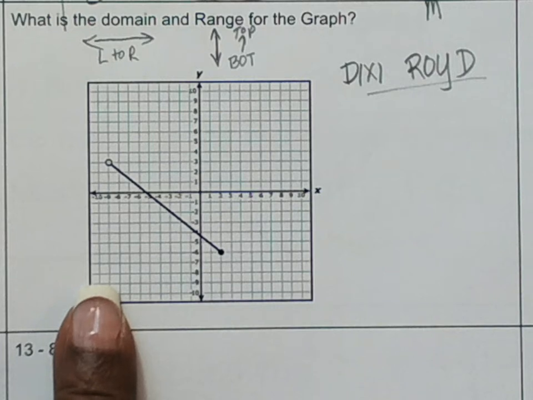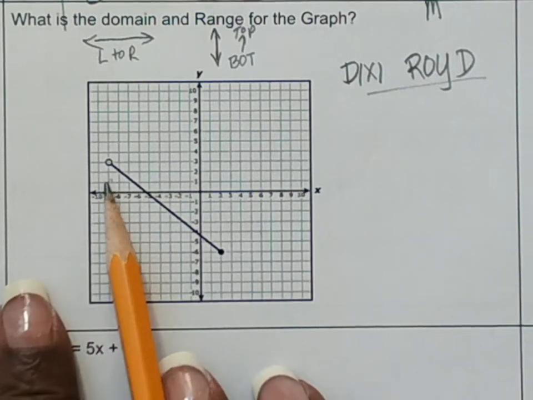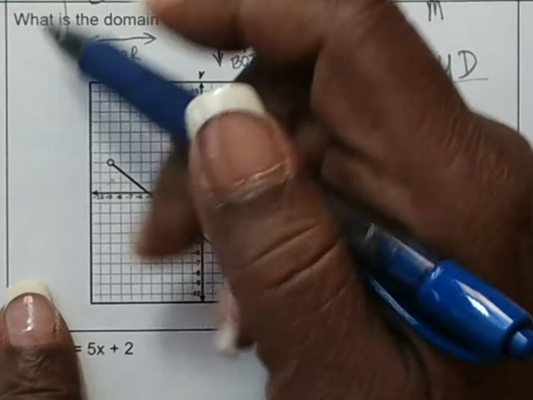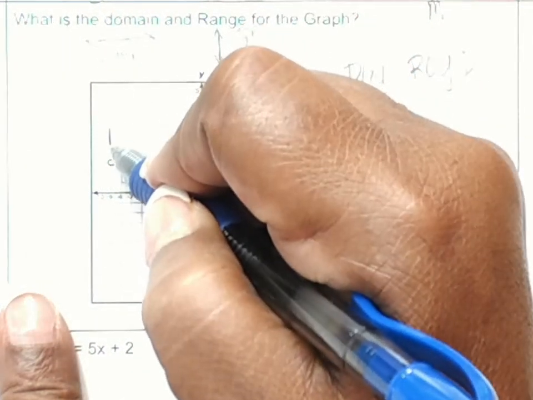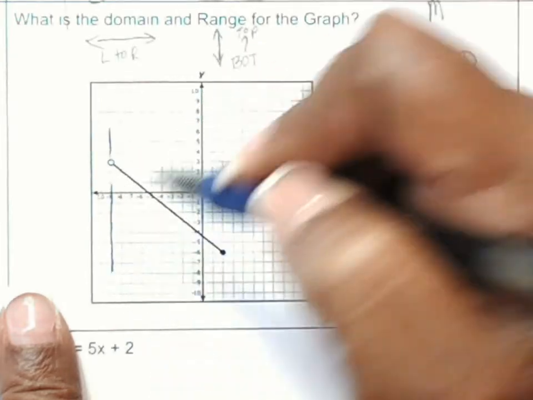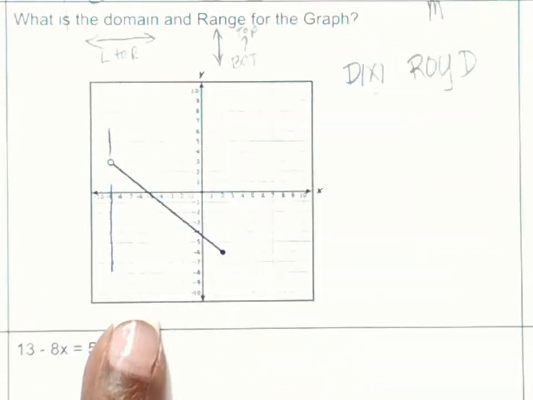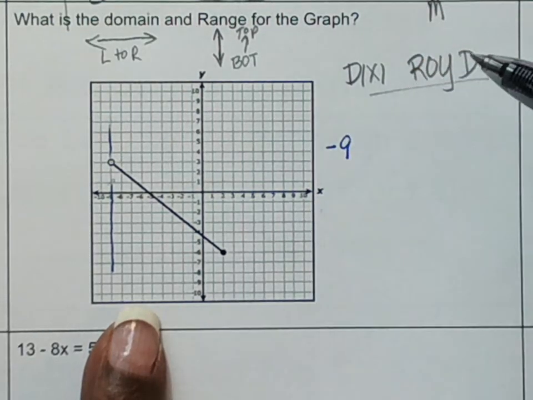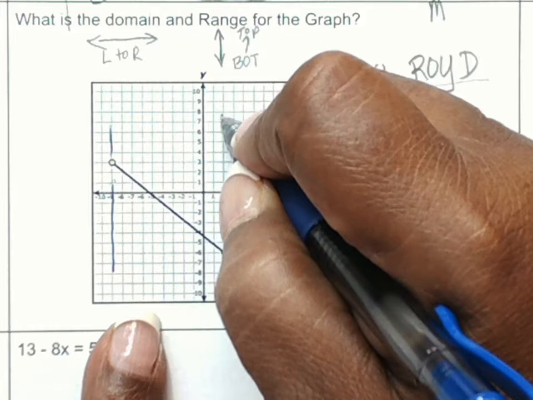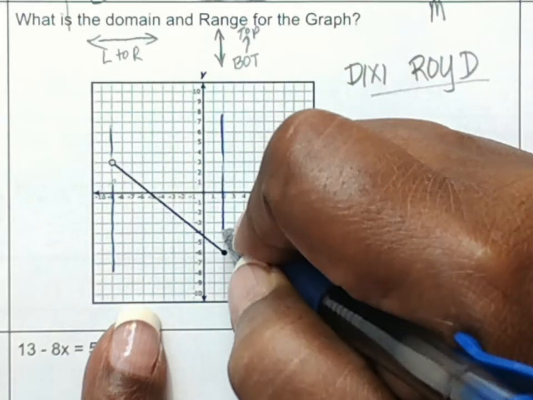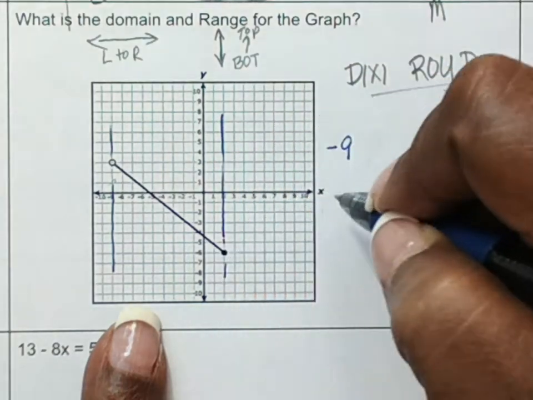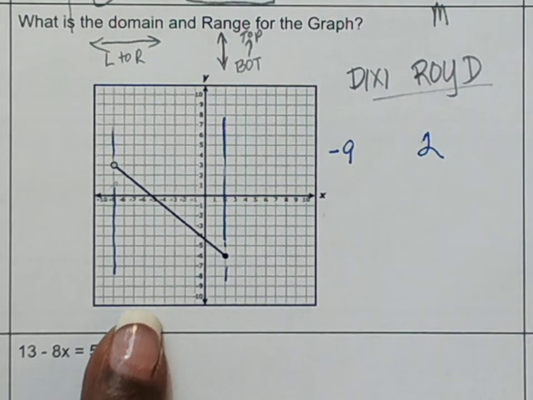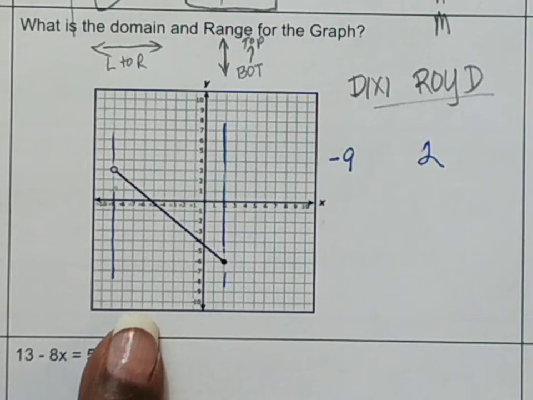Now that I know x is horizontal, I know I'm looking left to right for my domain. So I'm going to go down here and draw a line right down here through the x-axis, and I see that it crosses the x-axis at negative 9. And then I'm going to do the same thing over here at the end of the graph. And I see that it touches the graph at 2.